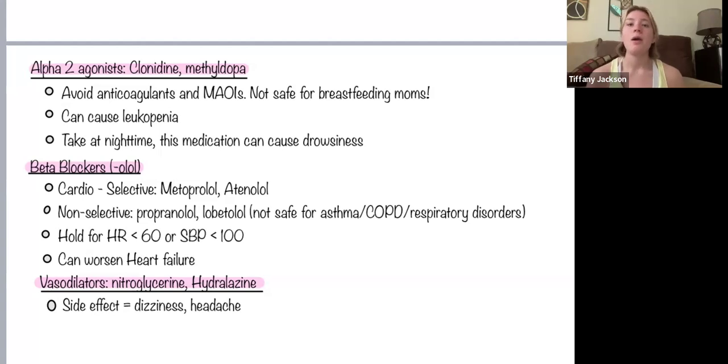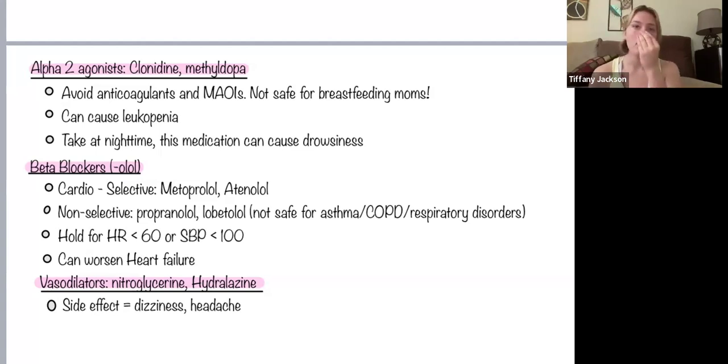Okay. Up next, we have our beta blockers. They end in olol. It's important to know, is it cardioselective or non-cardioselective? Basically, we have beta receptors on both the heart and the lungs. So if your patient has any sort of respiratory or lung issue like asthma, COPD, we want to make sure we put them on a cardioselective beta blocker. So that's going to be our metoprolol and atenolol. If the patient doesn't have any sort of respiratory issues, we can go ahead and give them a non-selective beta blocker such as propranolol or labetalol.